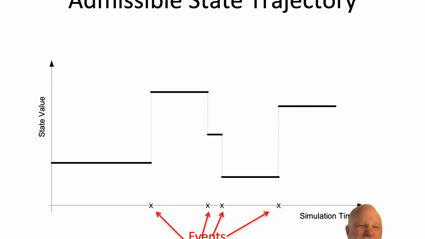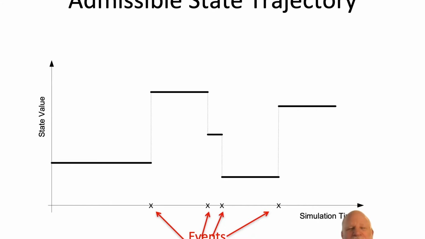So here's a state value, which I'm graphing over simulated time. This state is fixed for a certain amount of time, and then all of a sudden it jumps up to this value in zero time. It stays there for a while and then jumps back down here. It stays there for a while, then jumps back down to this value, stays there for a while, jumps up to that value, and so on. That would be the state trajectory for this state. And those places where those jumps occurred, these are what we would define as the events.